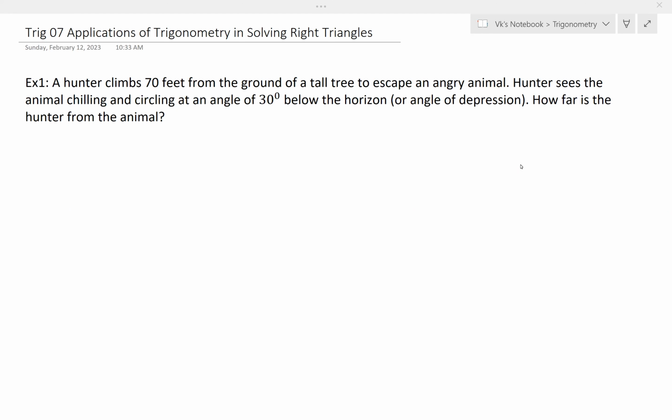Number 1. A hunter climbs 70 feet above the ground of a tall tree to escape an angry animal. The hunter sees the animal chilling and circling at an angle 30 degrees below the horizon. The angle below the horizon is also known as the angle of depression. How far is the hunter from the animal?